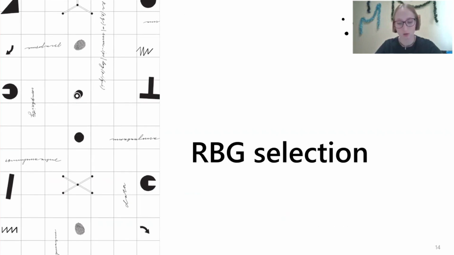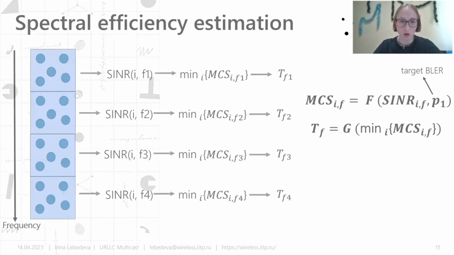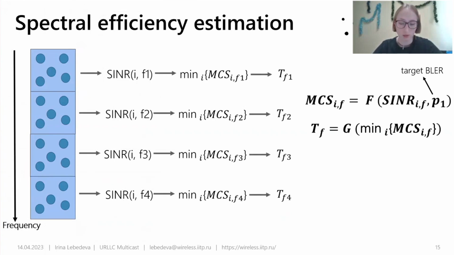Next, I will tell you about RBG selection. We can evaluate the spectral efficiency for each RBG. To do this, in each RBG, we determine the minimum MCS among all users, which satisfies target BLER P1 for the weakest users, and calculate the size of the transport block. Then, based on the calculated spectral efficiency, we sort RBGs.